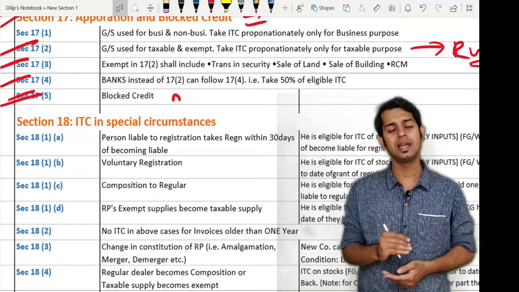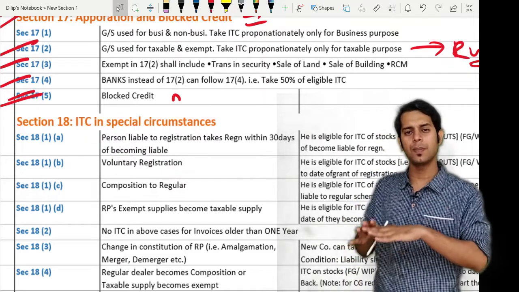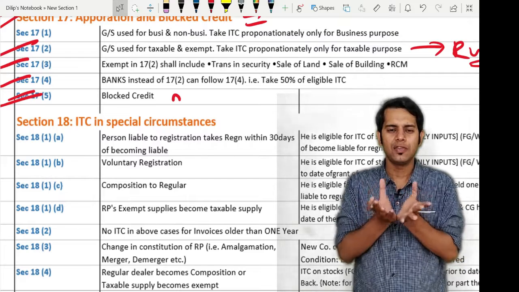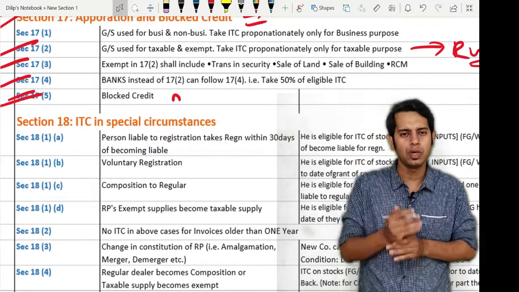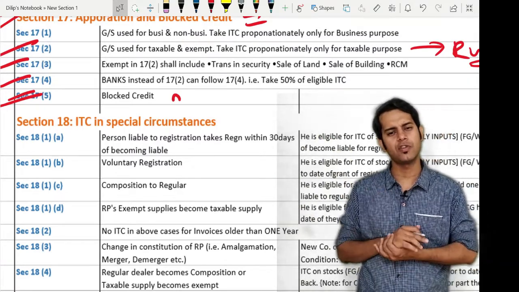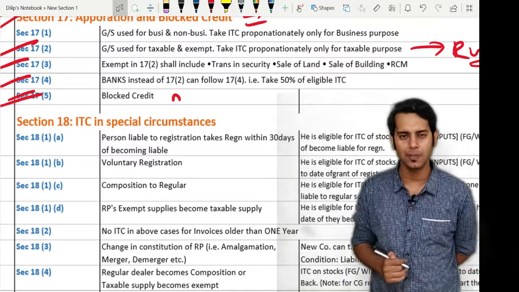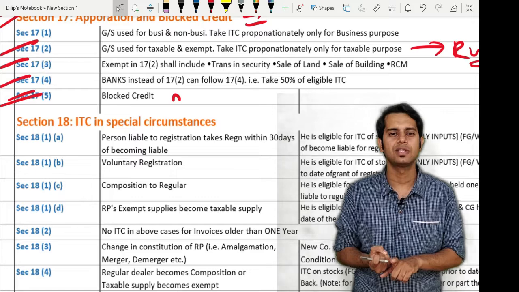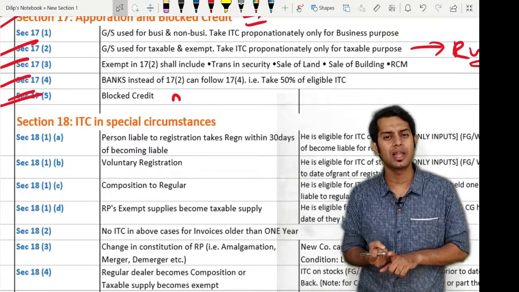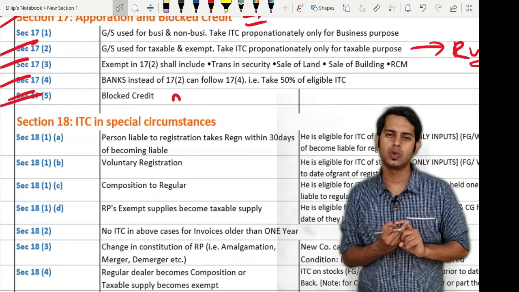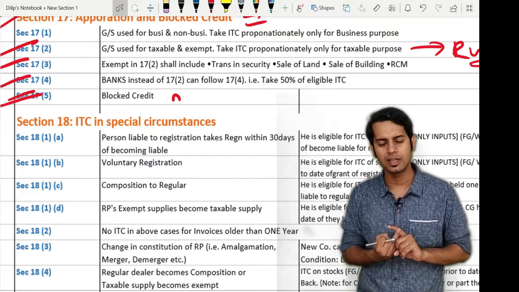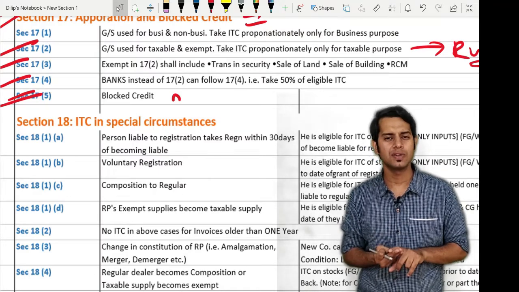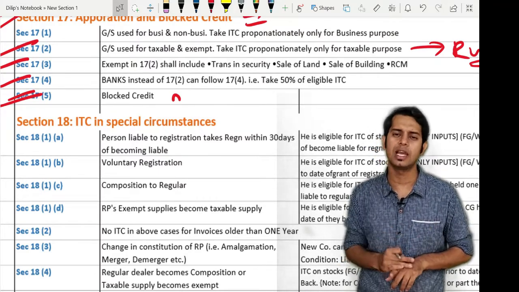Then you can take ITC if you are involved in the further supply of the same line of business. It means if you are in the business of providing beauty treatment and you take the services of a beautician, you can definitely take input tax credit. Then other items covered in blocked credit are works contract services in relation to construction of immovable property other than plant and machinery, and goods and services used for construction of immovable property other than plant and machinery. Goods or services used for personal consumption, ITC cannot be taken.